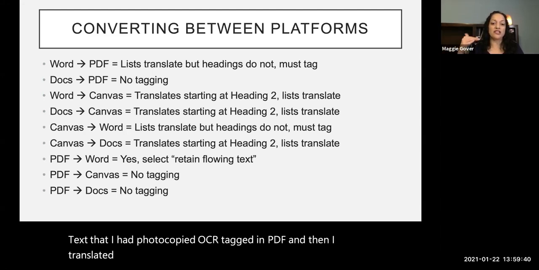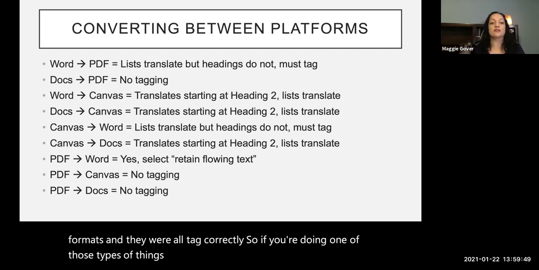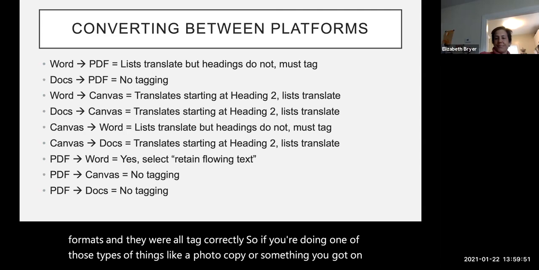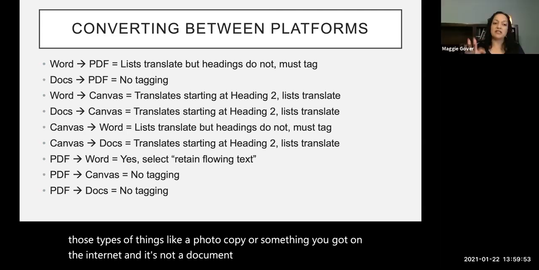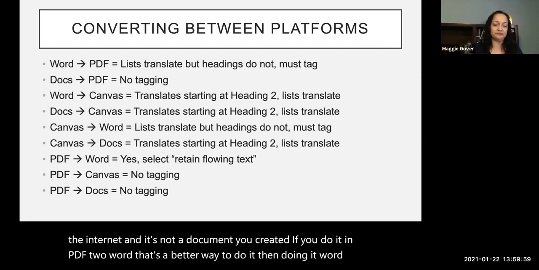And when I opened it, I tried all the different formats and they were all tagged correctly. Wow. So if you're doing one of those types of things, like a photocopy or something you got on the internet, and it's not a document you created, if you do it in PDF to Word, that's a better way to do it than doing it in Word to PDF, I found.